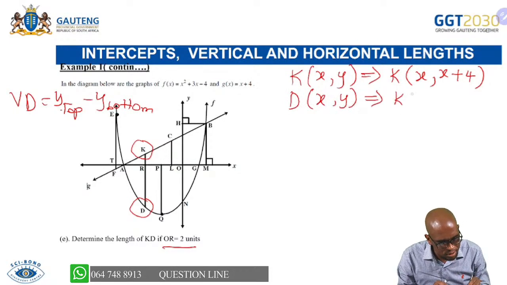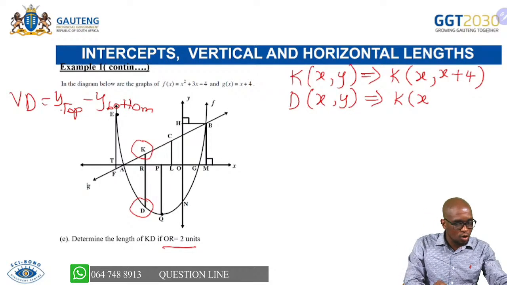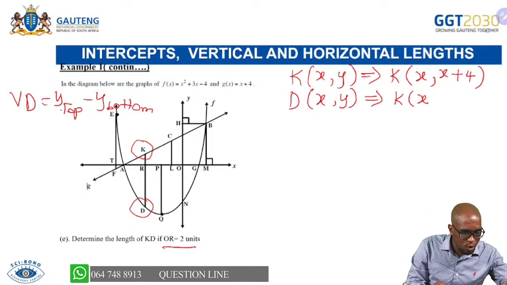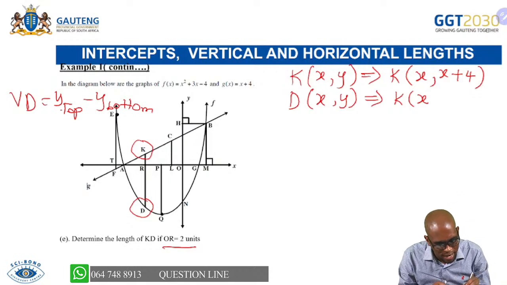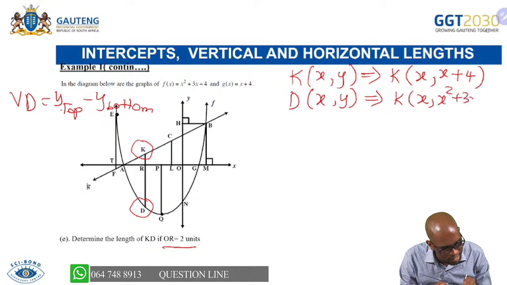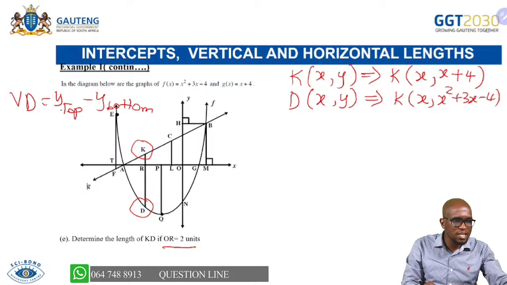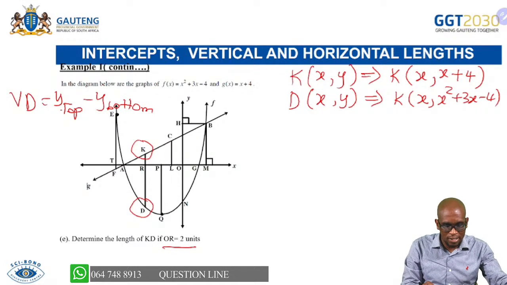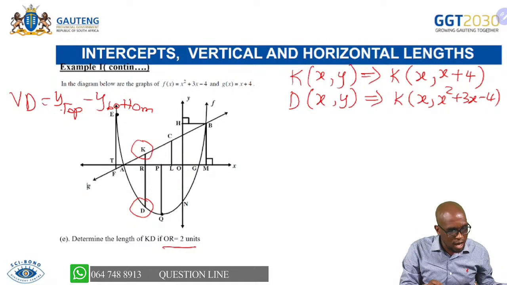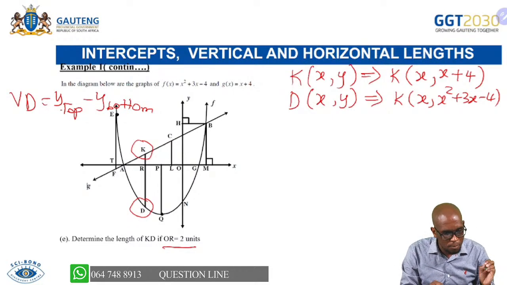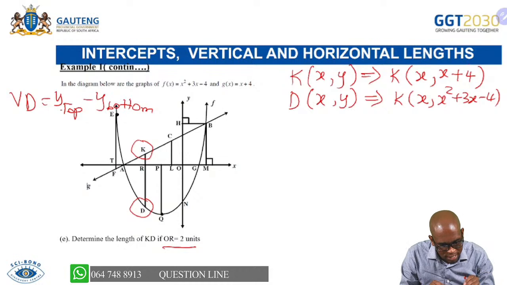And when we look at point D, if D is given by x, y, we know that all the points on the quadratic function are given by x, x squared plus 3x minus 4, because the relationship between x and y is given in the equation. y equals x squared plus 3x minus 4. So now, if you take y top minus y bottom, you'd be taking x plus 4 minus x squared plus 3x minus 4.